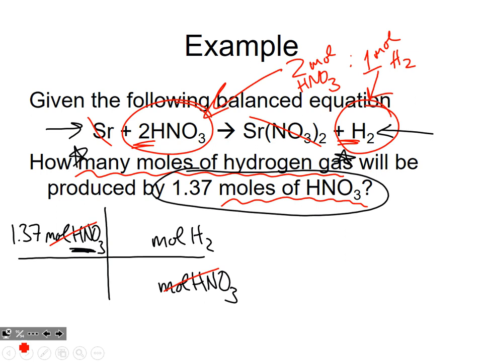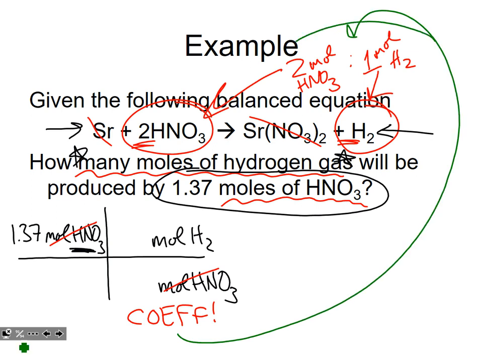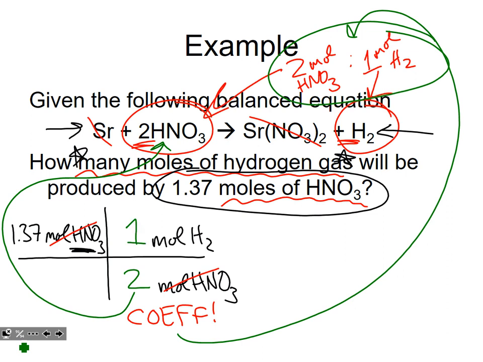And then what number is going out in front? Well, here's where I'm going to use my coefficients. And here's where I'm going to go back and identify what I pulled out at the beginning of the problem before I thought about my T-chart. That 2 moles of HNO3, because that is the coefficient for the HNO3, will react to make 1 mole of H2, because that is the coefficient for the H2, that invisible 1.